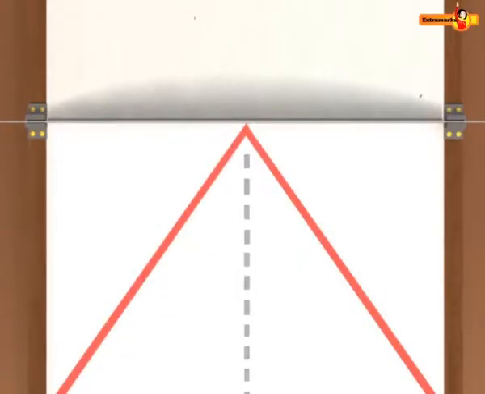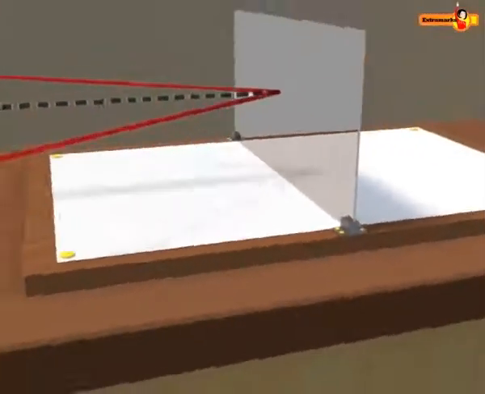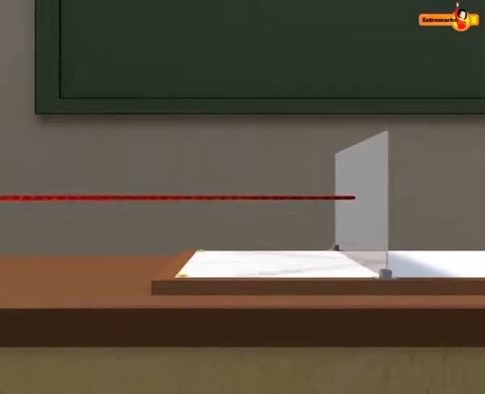Another law of reflection is that the incident ray, the normal to the point of incidence and the reflected ray all lie in the same plane.